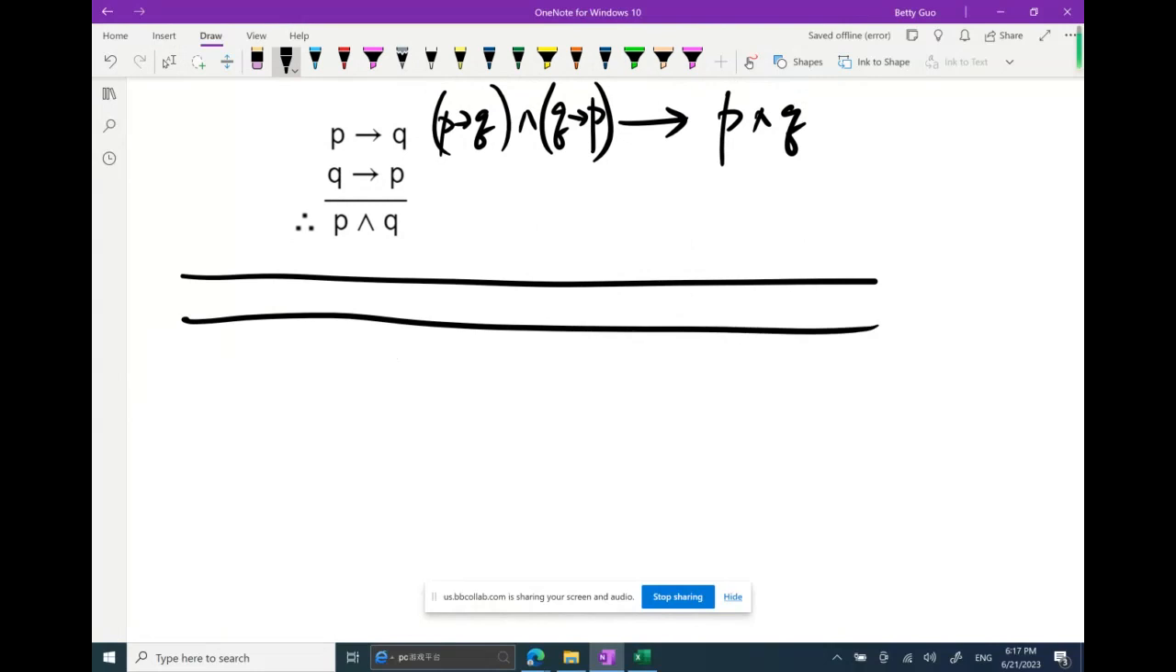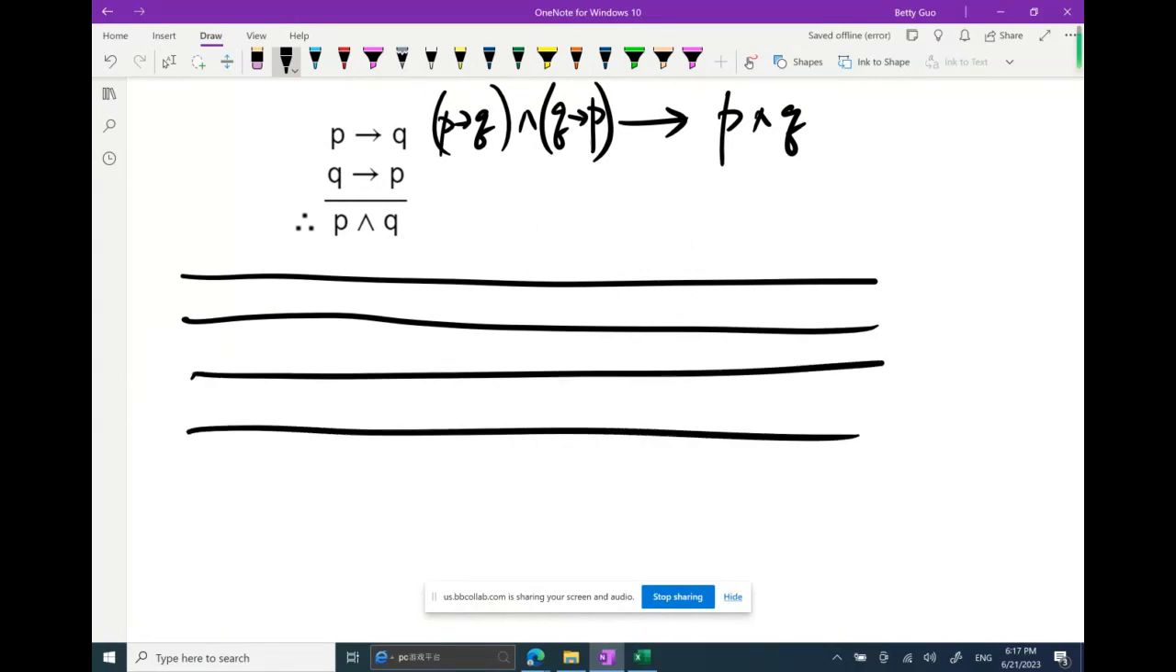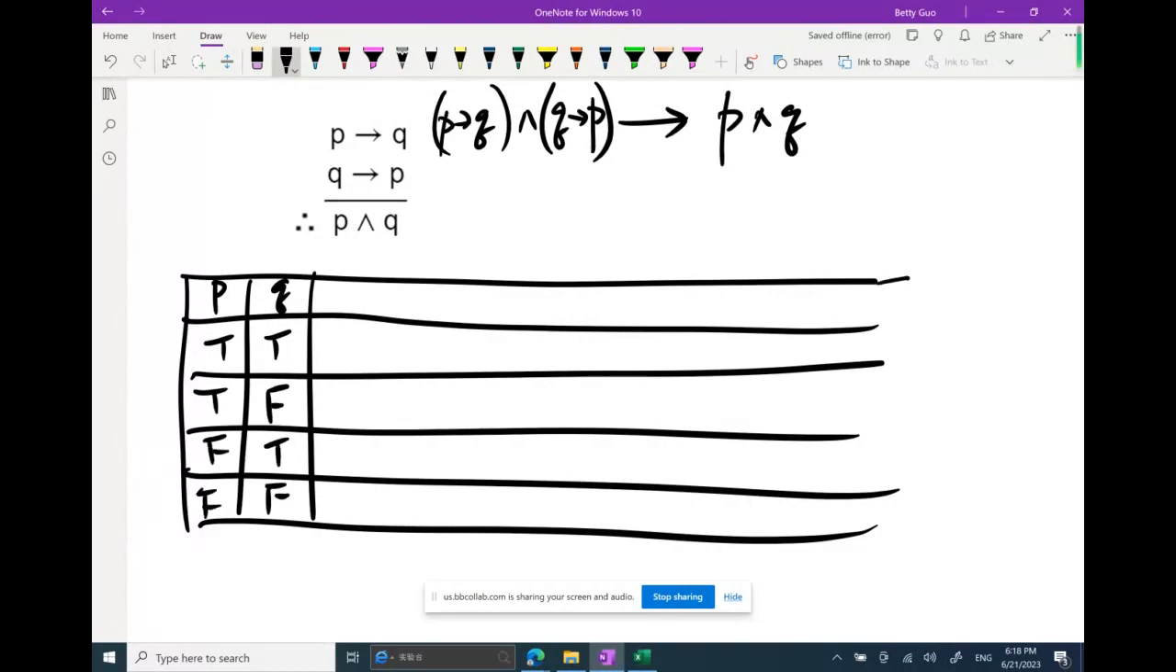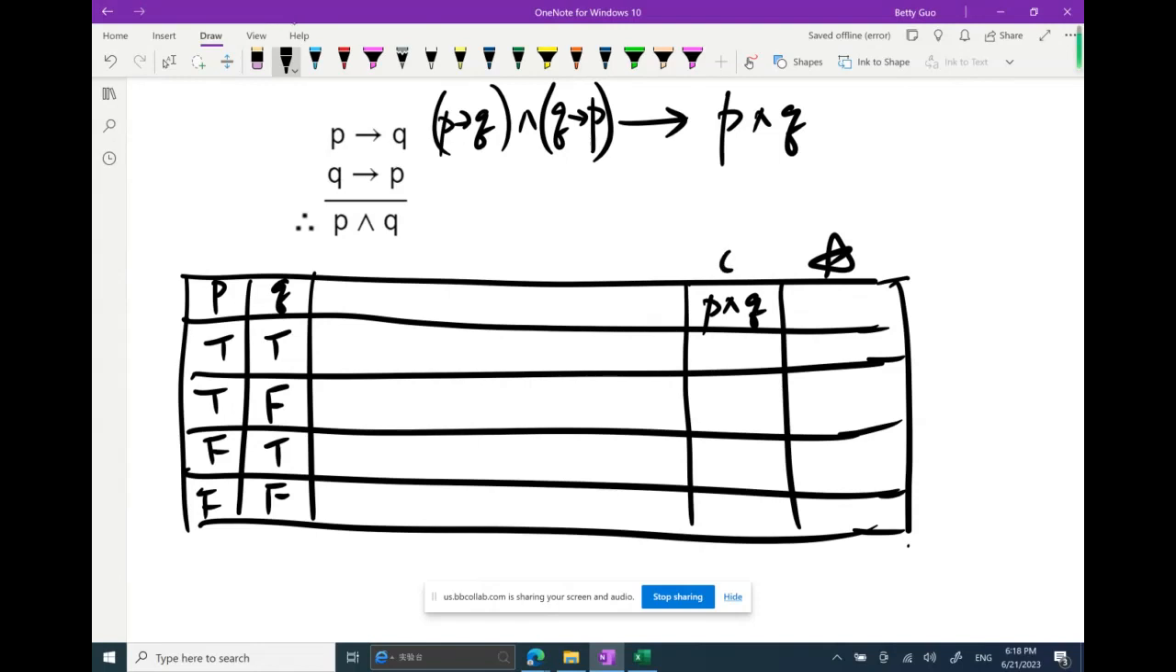Let's do the table. 1, 2, 3, 4. P, Q. T, T, T, F, F, T, F, F. And the last column is the target. I'll just use the star. And this column is going to be the consequent. And this column is going to be the antecedent.